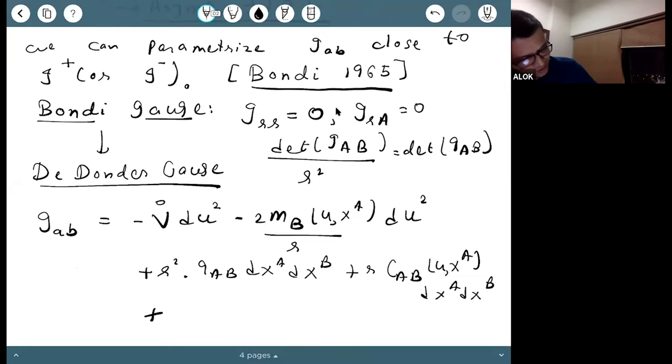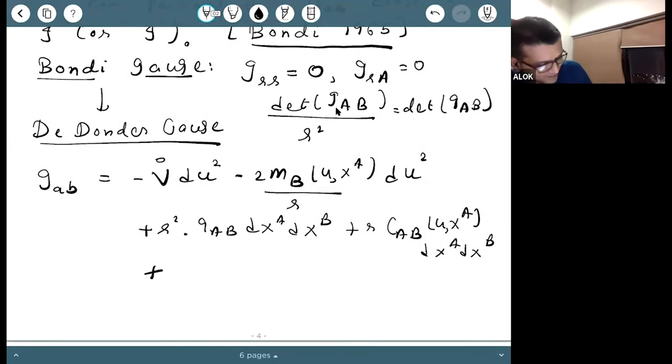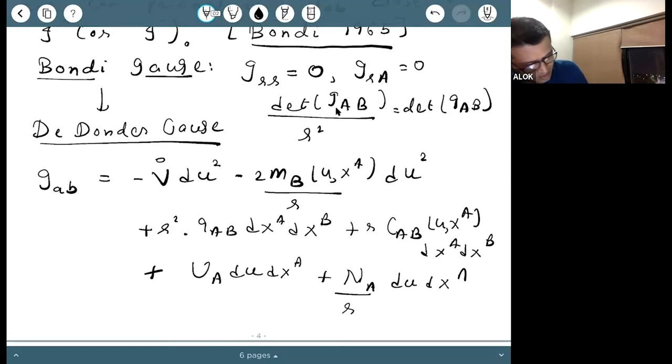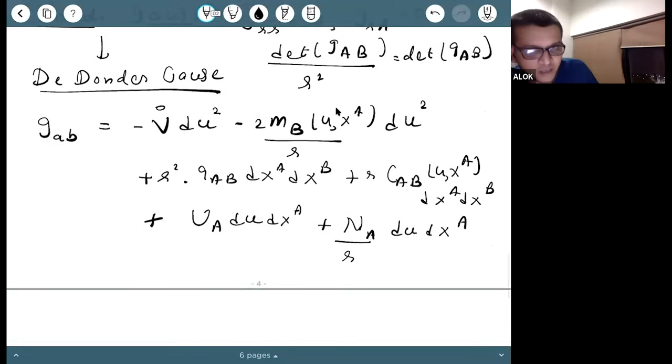And just two more. I won't, of course, write too many terms. Okay, so I just wrote terms which are kind of necessary for us. So this V naught is a little bit strange, because you would expect this V naught to be one, because you know it's a leading term in the metric.